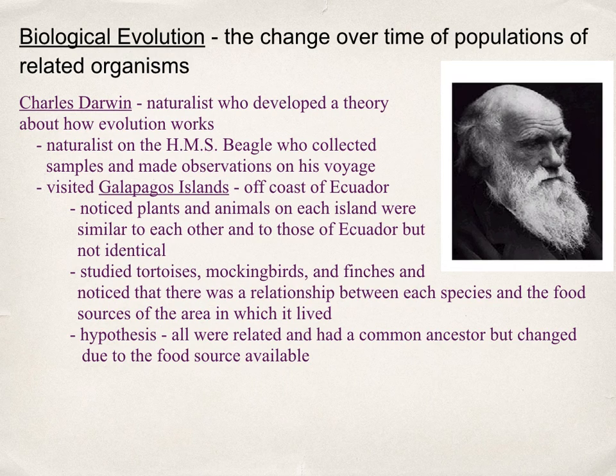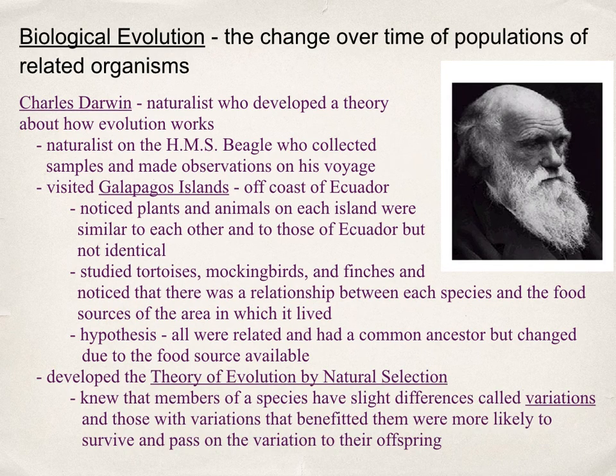Because of all of these things he saw and these observations he made, he came up with this hypothesis. His hypothesis was that all of these things were related. So all of the finches were related and they had a common ancestor, but they changed because of the food source that was available to them. Through all of these ideas and observations and studies, he came up with the theory of evolution by natural selection.